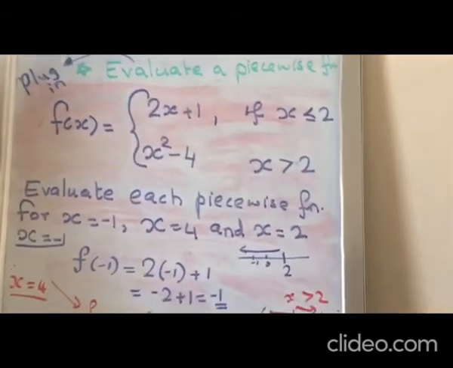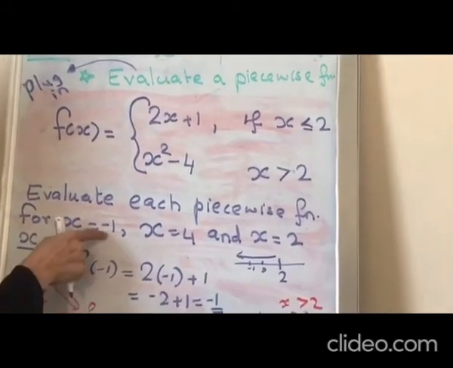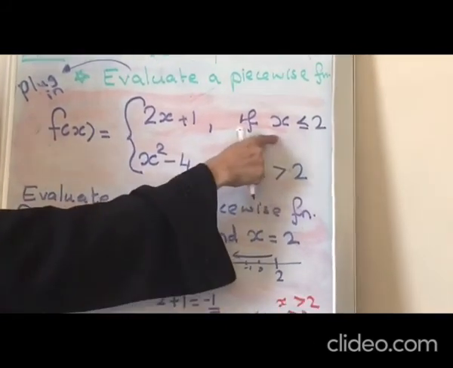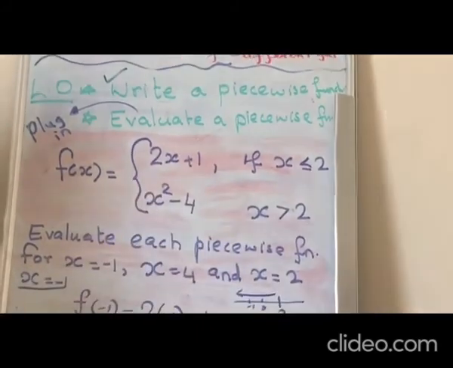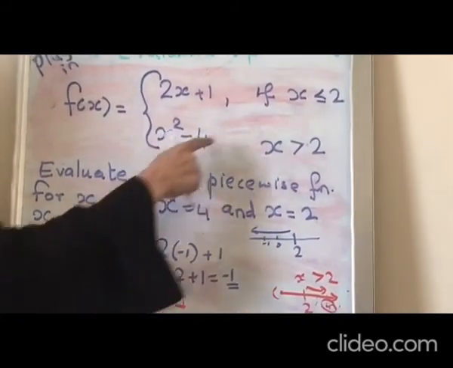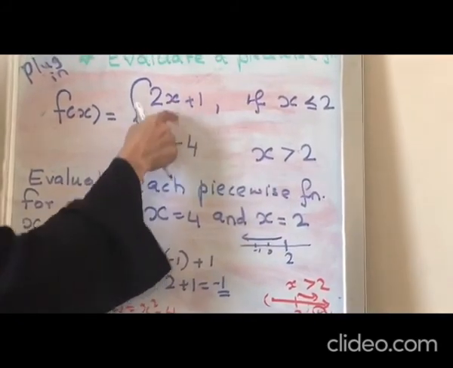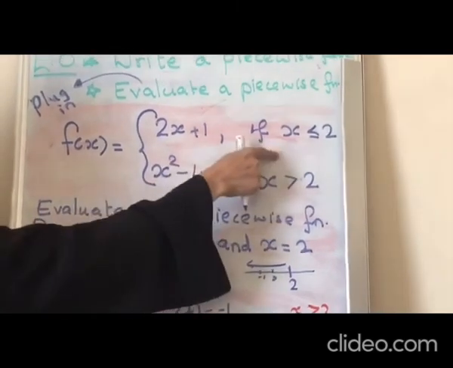Hope you understood. The first thing is you need to see x, the domain, choose the domain and choose the rule, then plug in. Okay? You need to choose the domain properly. You need to choose the rule according to that, then plug in.